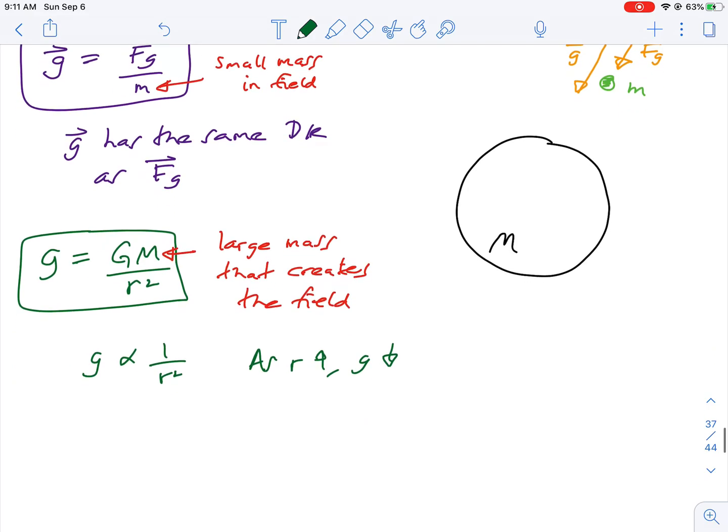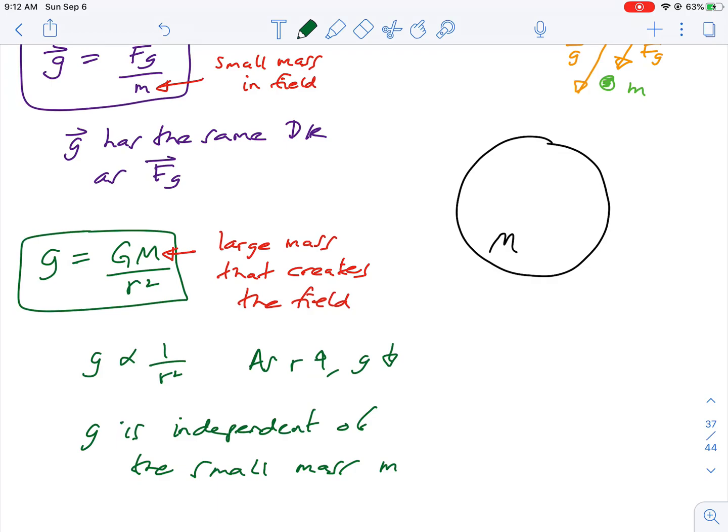Another thing is, notice that that formula does not have little m in it. Turns out that gravity is what we call independent of the small mass, little m.